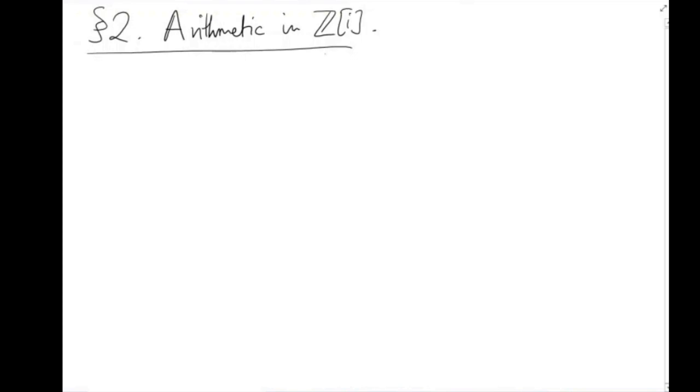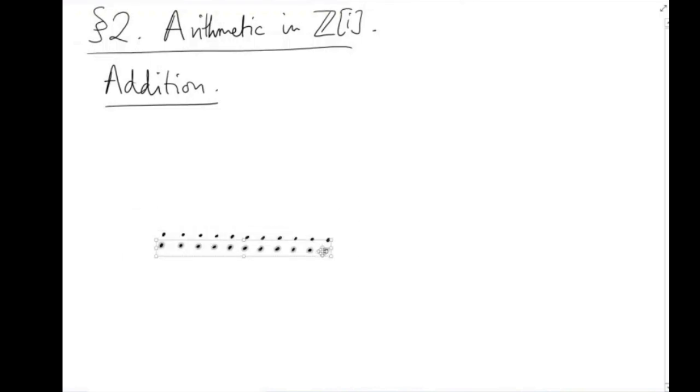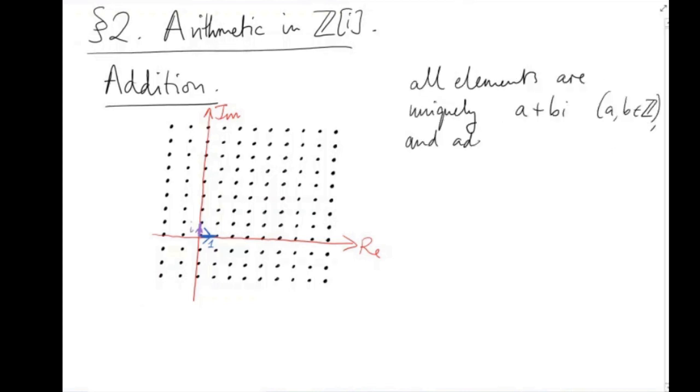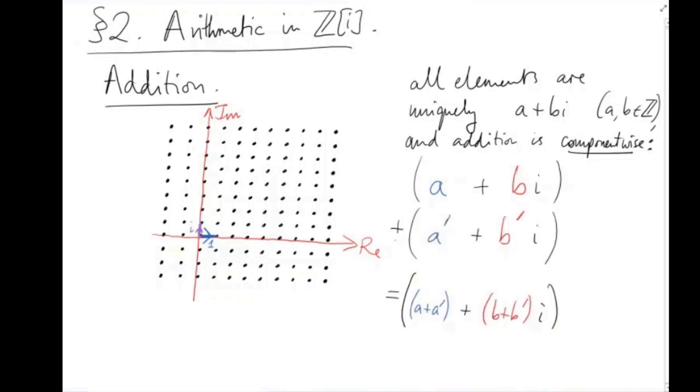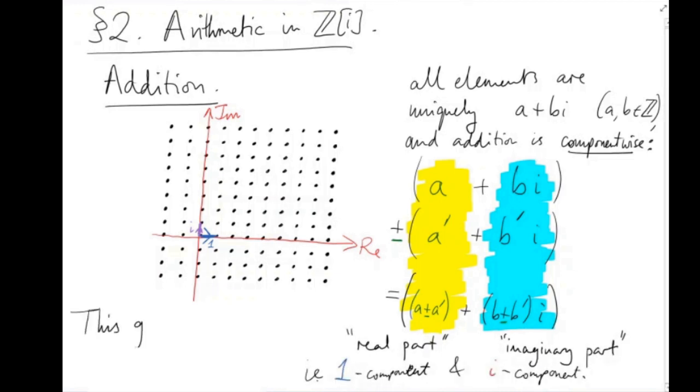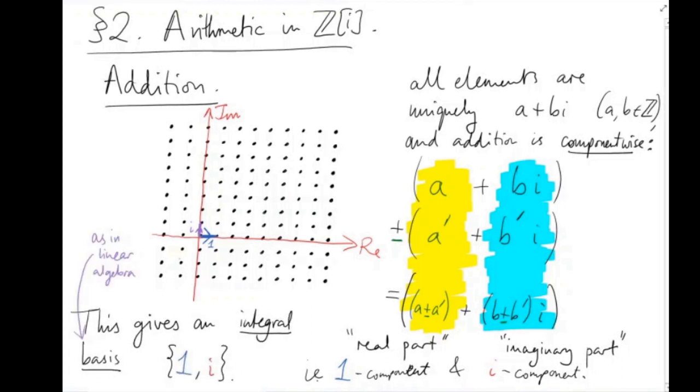Section 2. Arithmetic in Z[i]. First of all, let's just say a word about addition. We saw that Z[i] as a subset of the complex plane looked like a 2D lattice. All elements could be uniquely written as a plus bi, where a and b were integers, and we add or subtract two elements just by adding or subtracting their real parts and their imaginary parts, that is, their 1 components and their i components. The set {1, i} is called an integral basis for Z[i], that is, a basis in the sense of linear algebra, but with integer coefficients.